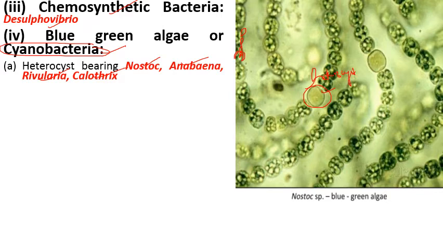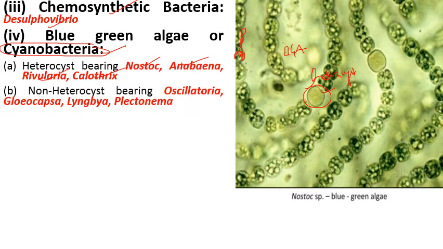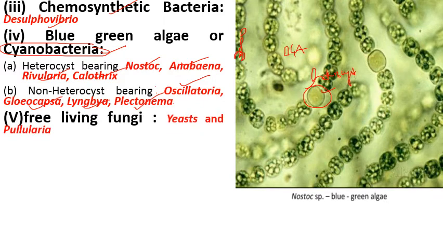So दो categories हैं BGA की, एक है heterocystous, मतलब जिसमें heterocyst present है और दूसरी category जिसमें heterocyst present नहीं होता है. Second is non-heterocyst bearing BGA, which include Oscillatoria, Gloeocapsa, Lyngbya and Plectonema. So these are the non-heterocystous blue-green algae. Fifth class includes free-living fungi, like we have yeast and Pullularia. These are the fungi which are involved in nitrogen fixation.